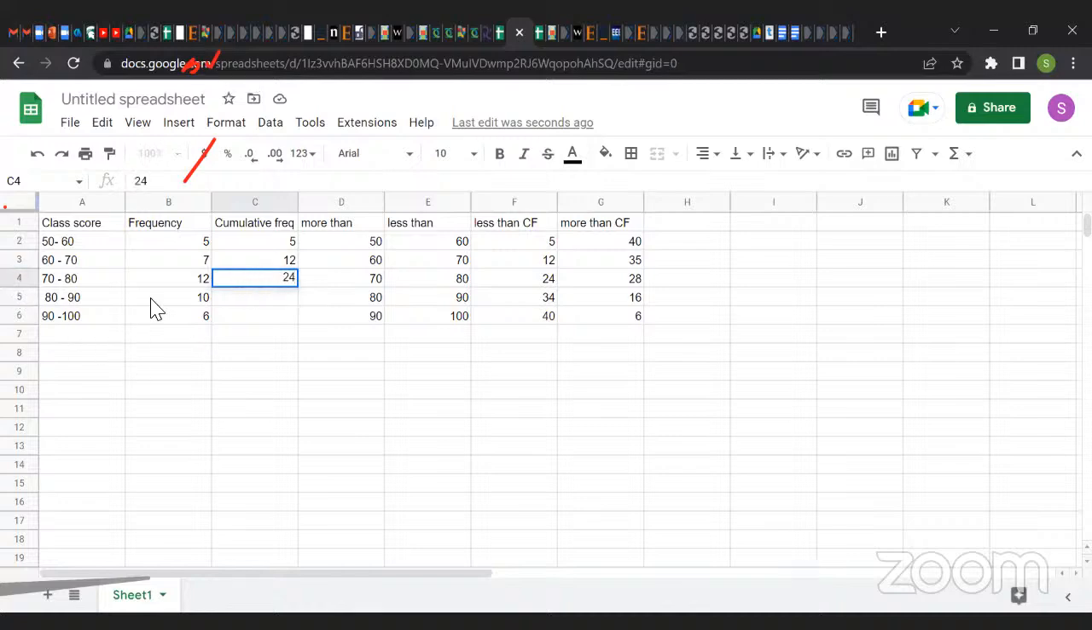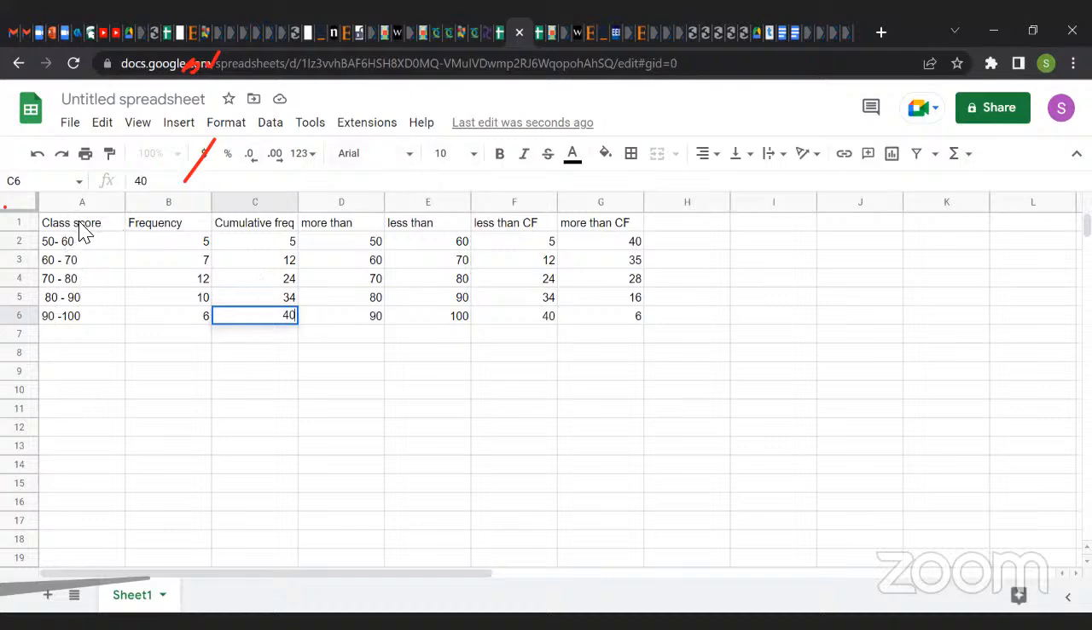4, and the students who got less than 90 will be all of them together. So we can drag it together as we mentioned before. So it will be 34, and the students who got less than 100 will be all added together. So 6 plus 12 plus 10 plus 7 plus 5, it will be 40. So from here, we want to do our charts.